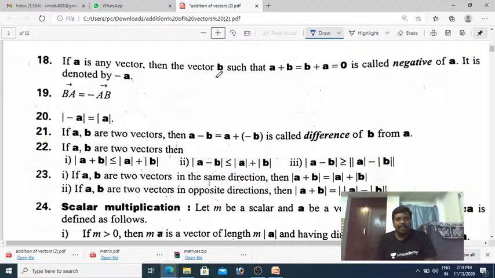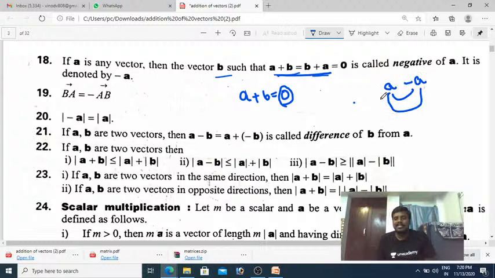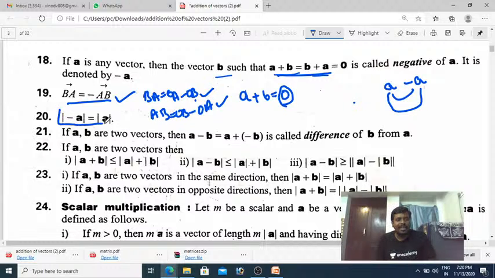If A is any vector, then there is a vector B such that A plus B equals B plus A. When two vectors are added and you get 0, that is a null vector, then one vector is the additive inverse of the other. A is the additive inverse of minus A, and minus A is the additive inverse of A. A and minus A are both additive inverses. BA bar equals minus AB bar. Now BA means OA minus OB, and AB means OB minus OA. Modulus of minus A equals modulus of A.